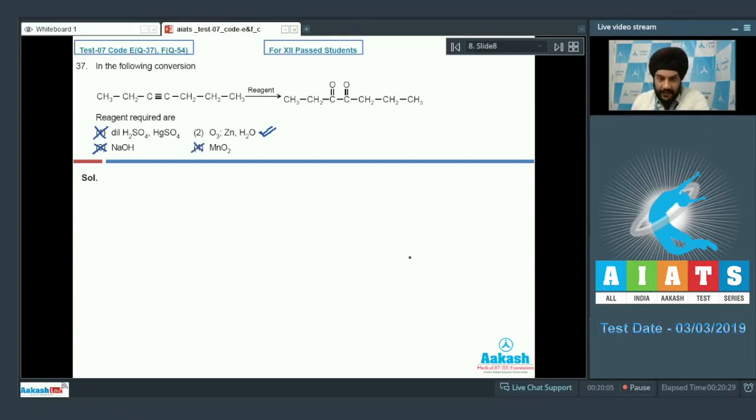So in question number 37, we have to select the reagent which can bring about the above conversion. So this can be achieved by the reductive ozonolysis which is given to us in the second option. Let us look at the next question.